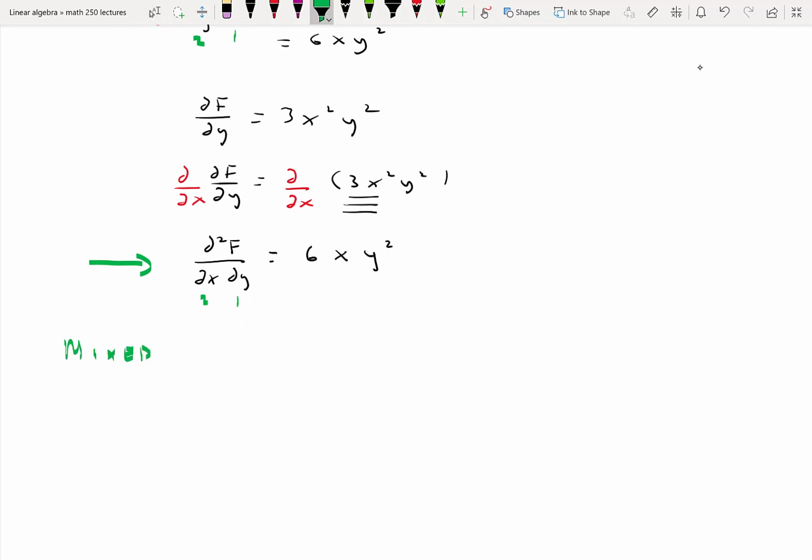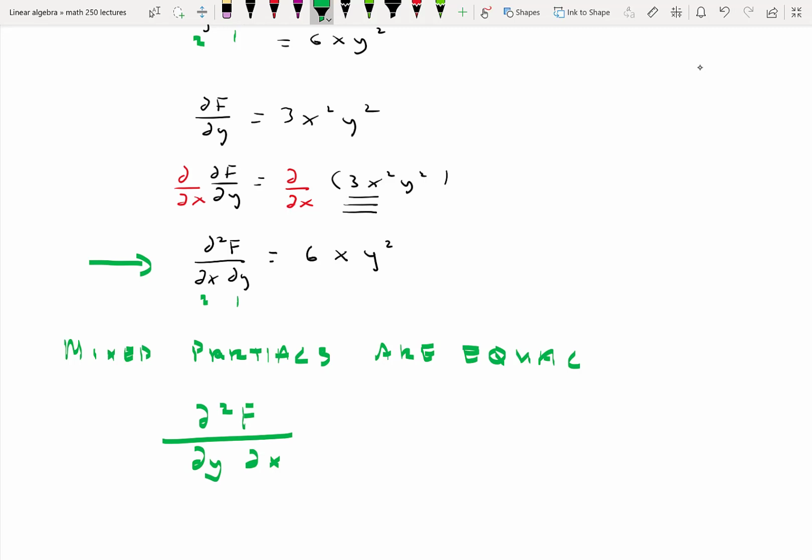So let's abbreviate this. Mixed partial derivatives are equal: the second derivative of f first with respect to x and then with respect to y is the same thing as the second derivative of the function first with respect to y and then with respect to x, for every kind of function that we're going to deal with.